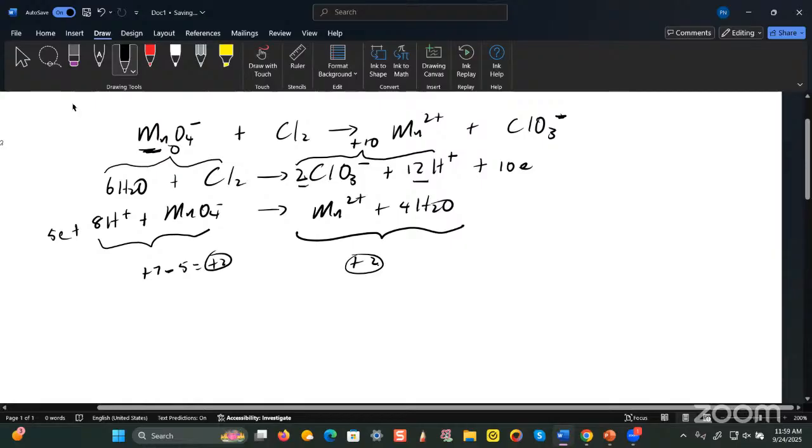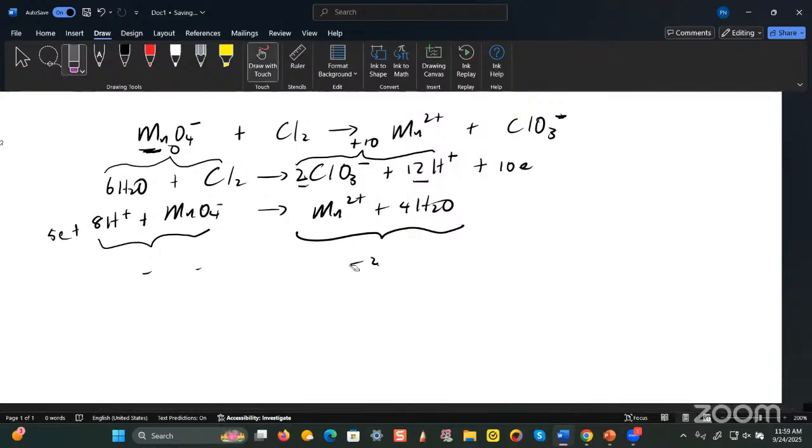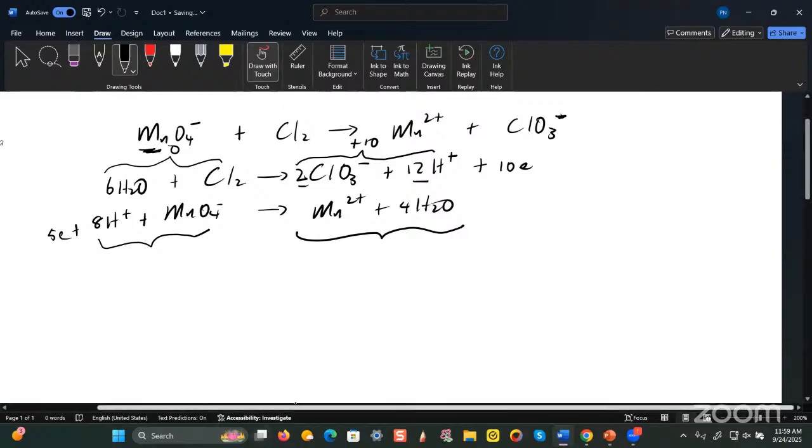So the next step is, let me just erase this down here. The next step is what? Balance the electrons by multiplying by coefficients. Okay, so what does that mean for what we have here? What would you multiply what by? Multiply the second half equation by 2. Okay, so you multiply by 2, so that means you have to multiply everything by 2.